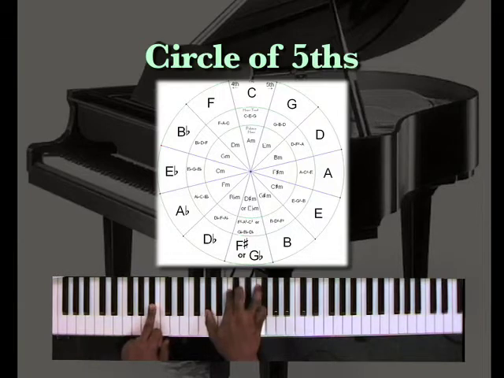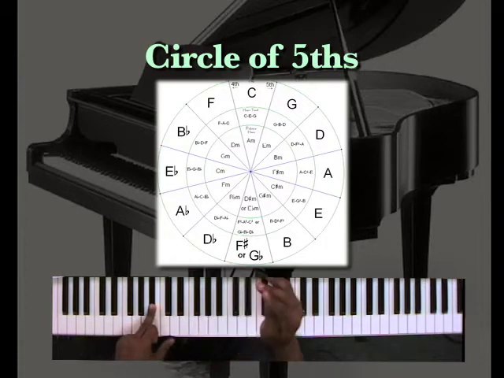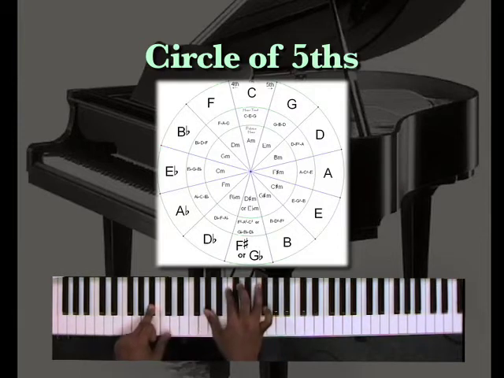Okay, so if B flat is at 10 o'clock, you want to find the neighbor that's at 11 o'clock, not at 9 o'clock. Remember, we're going counterclockwise, so you want the neighbor that would have been right before B flat, going in the opposite direction of the clock. So that neighbor is F, okay?